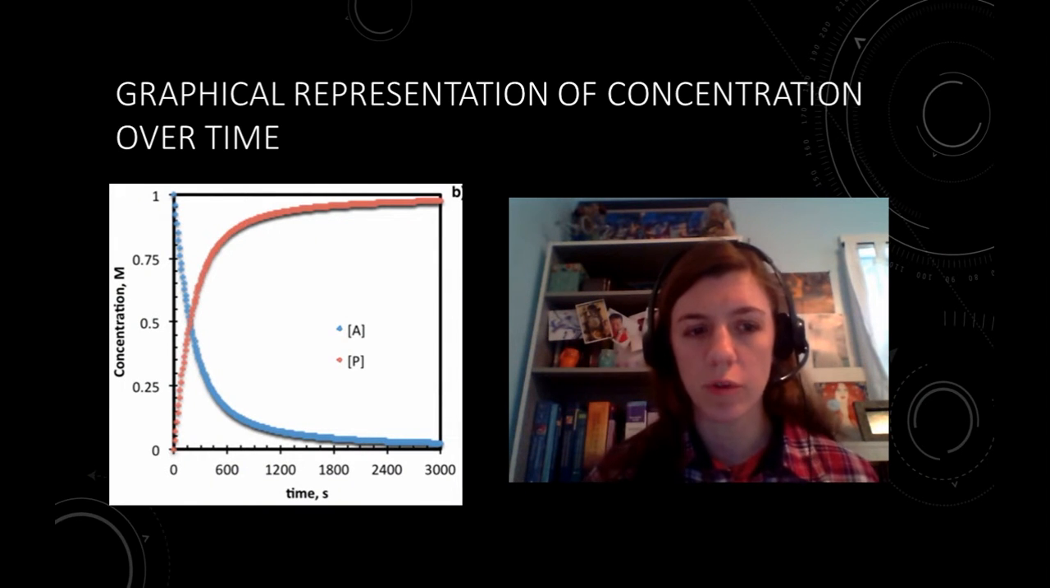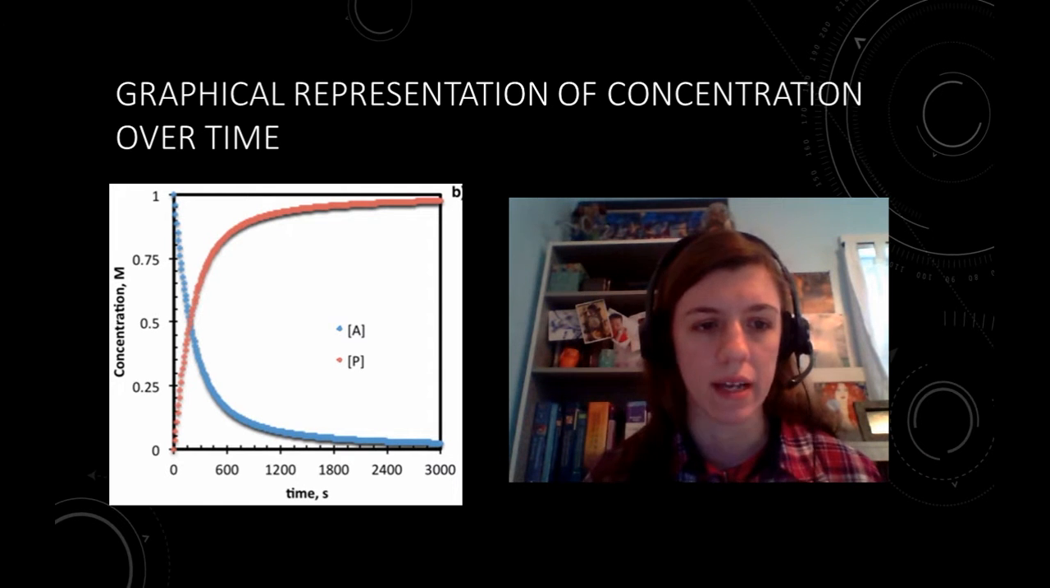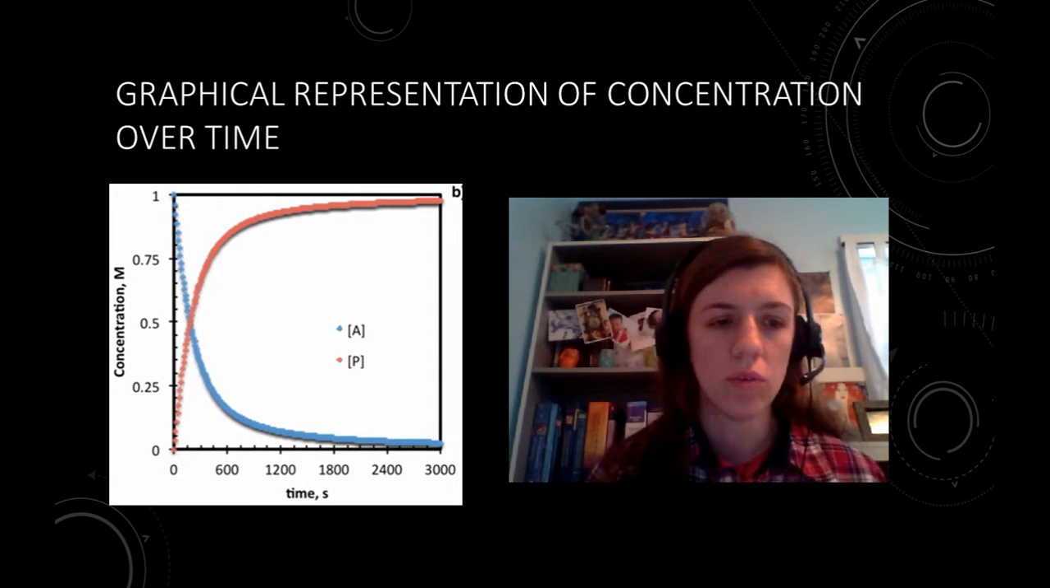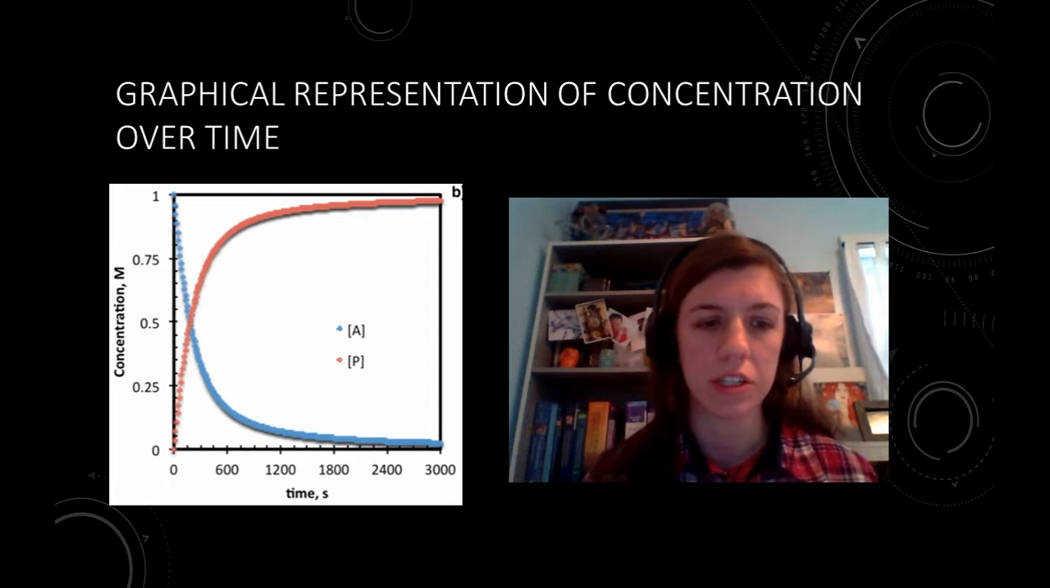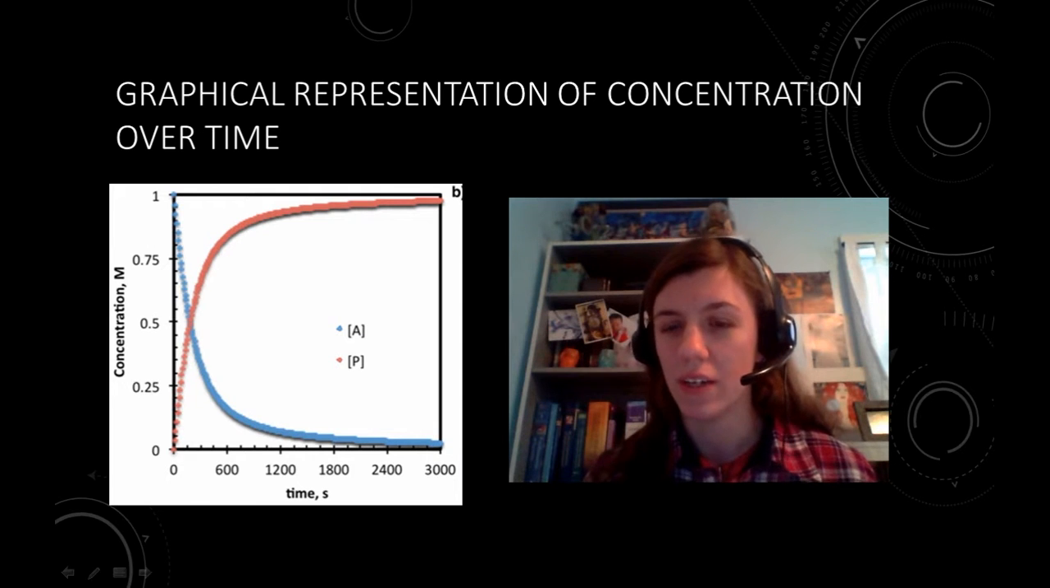So now we're going to look at a different way of representing what was represented on that bar graph in the last slide. So here what we see is the concentration of a reactant and a product. And I want everybody to just think for a second, which one is the reactant and which one is the product?